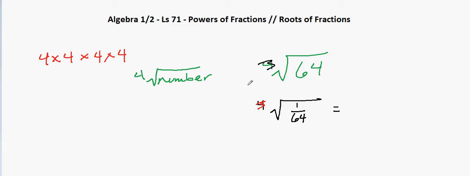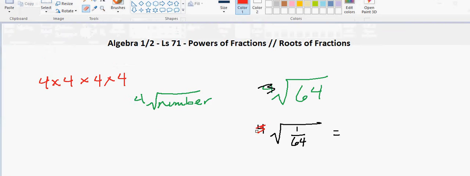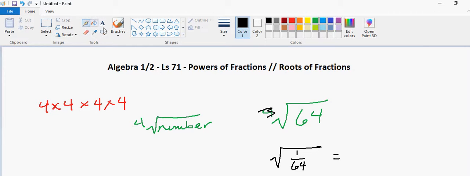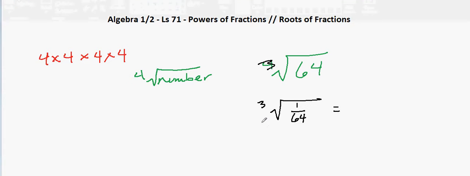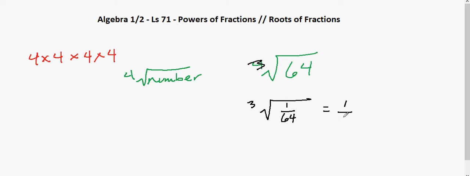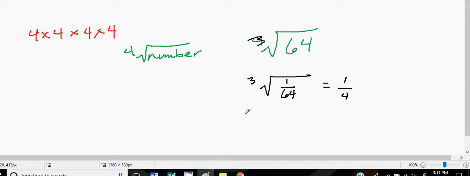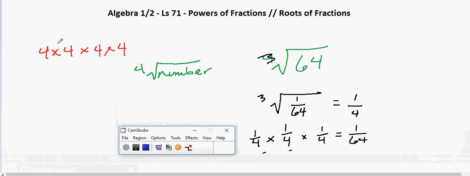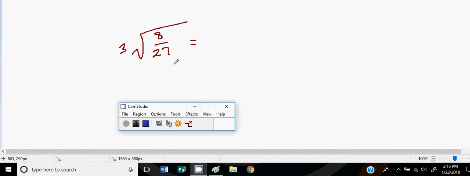But 3rd root, why don't I just get this erased and we make it look neat because we're neat in this class. The 3rd root of 1 over 64 is going to be 1 over, what do you think? 1 over 4, because it's saying what expression used 3 times? 1, 2, 3 will be 1 over 64.